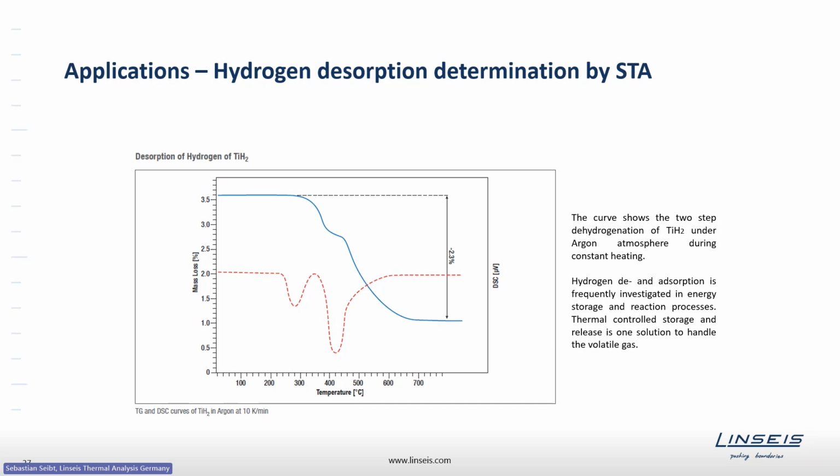In that case, these customers were investigating titanium components of a reactor that were able to take off some hydrogen, and they wanted to investigate before and after the use if this capacity of adsorbing and desorbing hydrogen changed. This is just one of these measurements. What you can see here is this blue curve, which indicates the mass loss over temperature, and a red curve, which indicates the heat flow as a DSC signal.